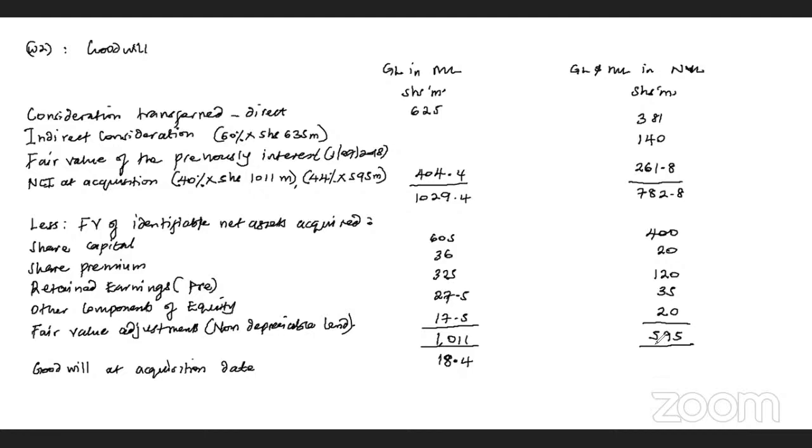Then for NUL, you get your total, which is 782.8, the aggregate of the consideration transferred, fair value of the previously held interest, as well as the value of NCI. Then you minus the fair value of the net assets of 595 to come up with a goodwill of 187.8. So that is your goodwill at acquisition in ML as well as NUL.